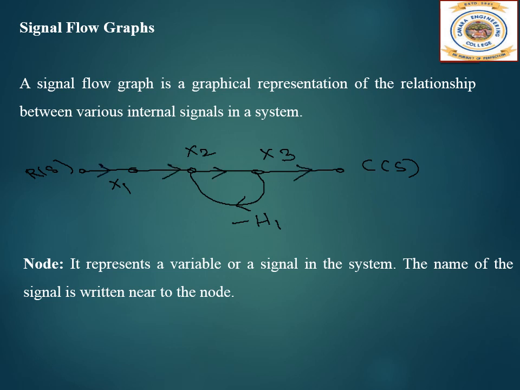Now coming to the terminology part, first we need to know what a node is. It represents a variable or a signal in the system. The name of the signal is written near the node. So here you can observe x1, R of s, x2, x3, C of s. These are all nodes, and R of s, C of s, x1, x2, x3 are the named variables or signals in the system.